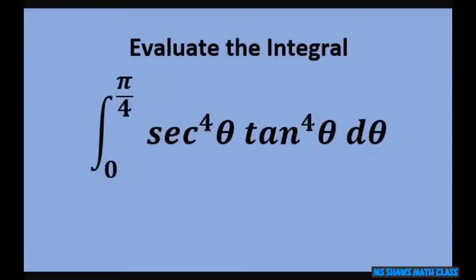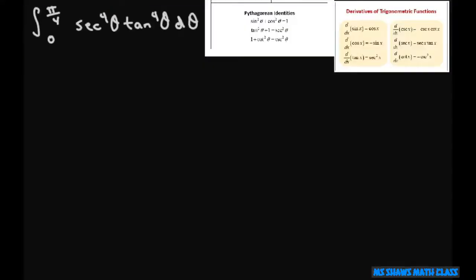Hi everyone, we're going to evaluate the given integral over the interval 0 to pi over 4. So when we get started, we want to know our Pythagorean identities for trigonometry here. We're going to use that. And we also want to look at our derivatives of trigonometric functions so we can do u-substitution.